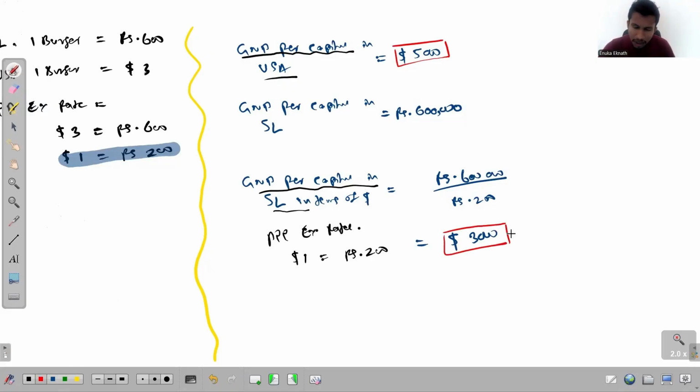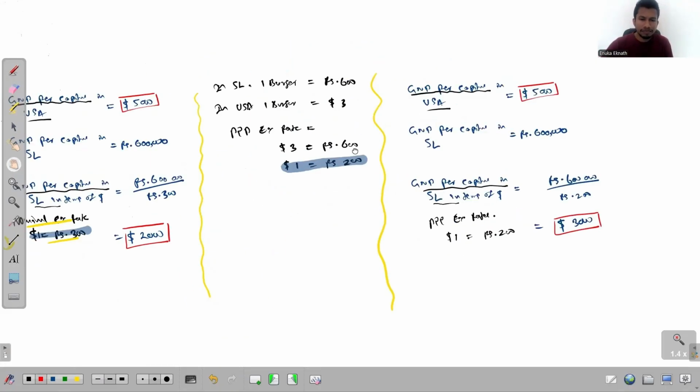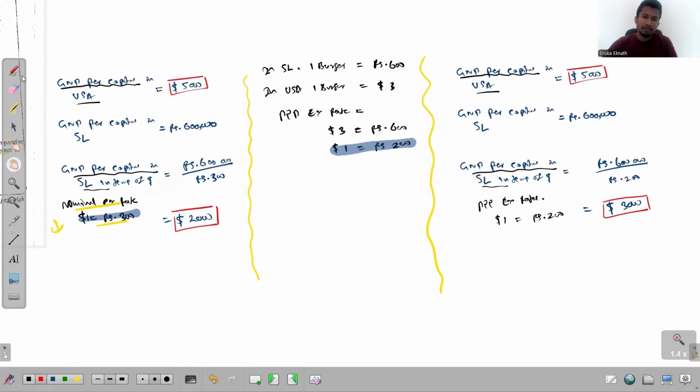Now this time I make the comparison between this 5,000 and this 3,000. But earlier I made the comparison between this 5,000 and then this 2,000. So if you just compare these two values, I said, you see how poor we are.